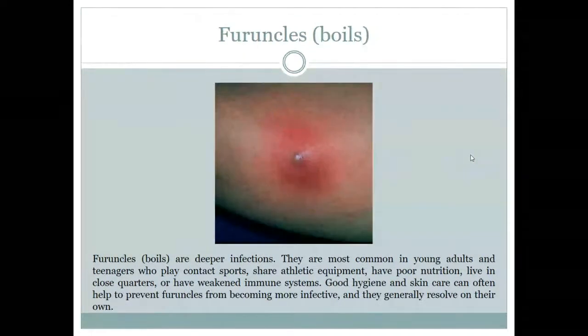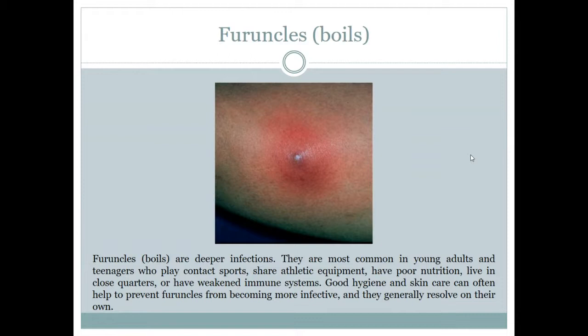Now, a furuncle or a boil is a deeper infection. Now we're going below the epidermis. We're getting deeper into the dermis and even below the dermis. And these are very painful. They're like swollen hair follicles, but they're a lot bigger, a lot more painful.